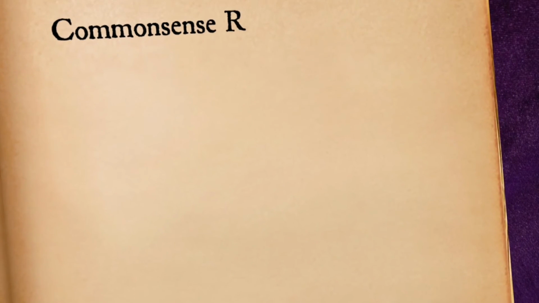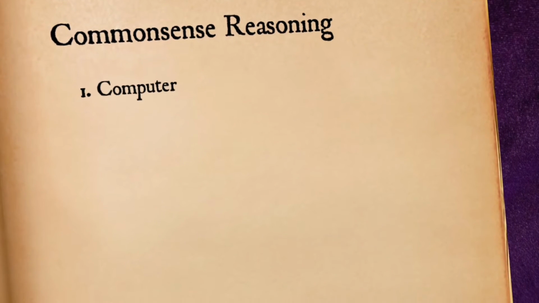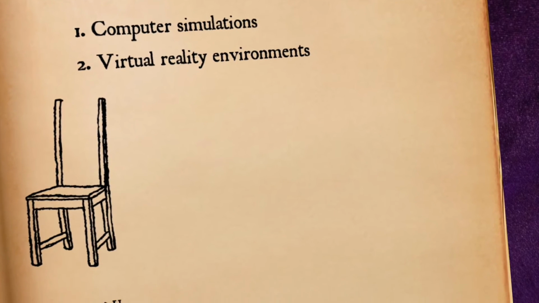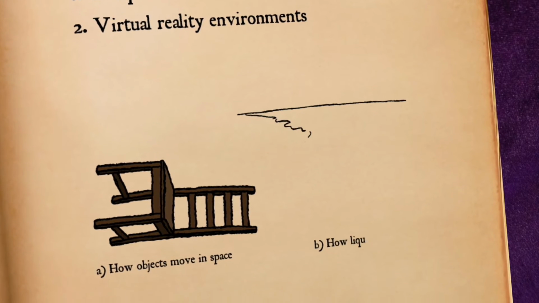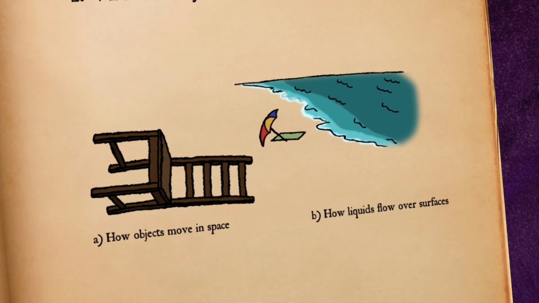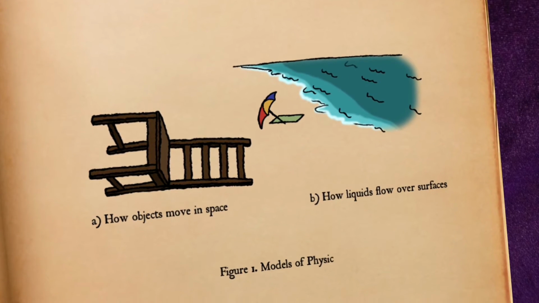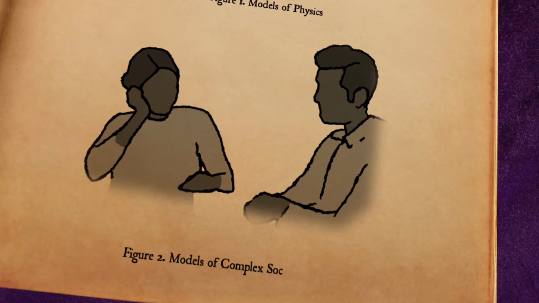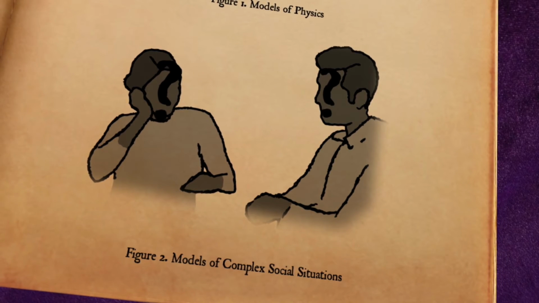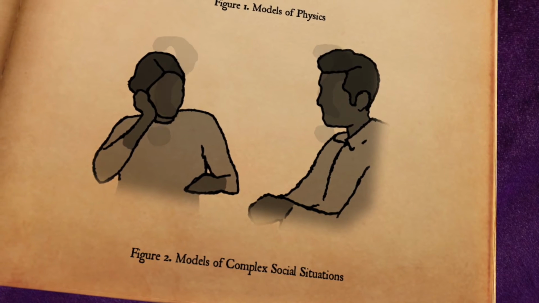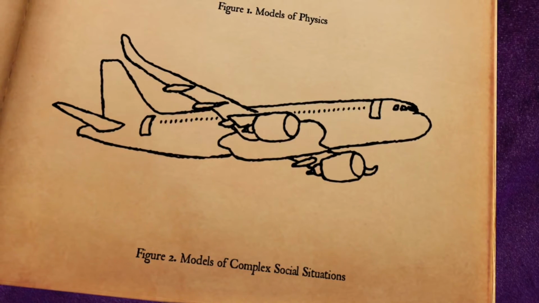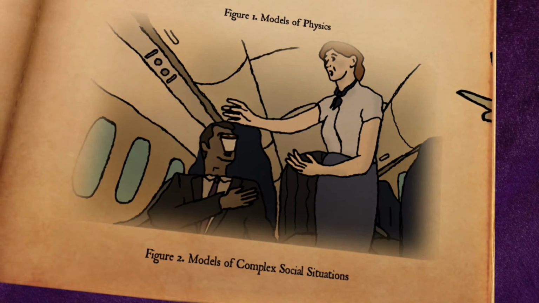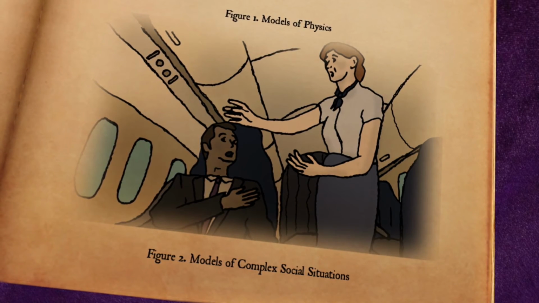This is useful for common sense reasoning, particularly in computer simulations and virtual reality environments. When we try to simulate how objects move in space or how liquids flow over surfaces, we can rely on our good models of physics. But when we're trying to simulate people in complex social situations, we still don't have good theories to drive these models. So it's easier to model how an airplane can fly than to model how I might feel when a flight attendant drops a drink on my head.